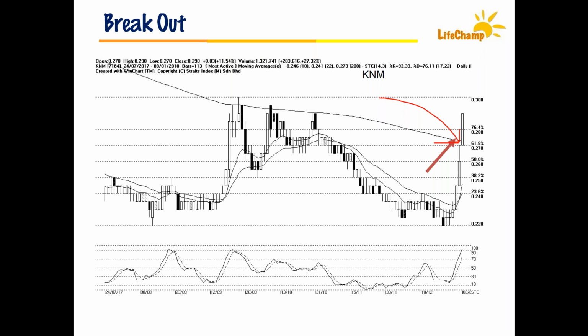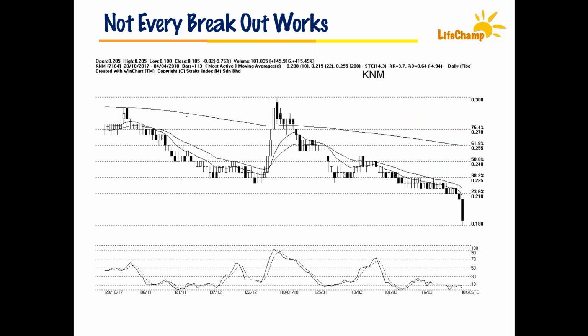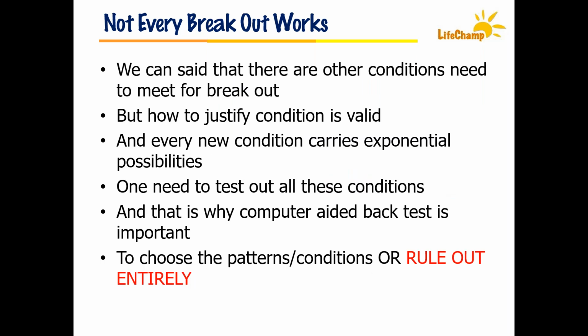But in reality, what happened was that at this point the price may have broken the long-term resistance, but in the end the price actually went even lower. So of course, we can say that most breakouts work, but certain breakouts don't work. So you have conditions to put in play before you really trust a breakout alone.